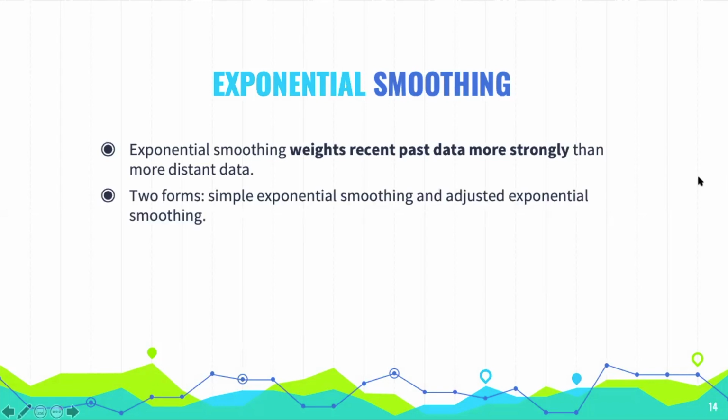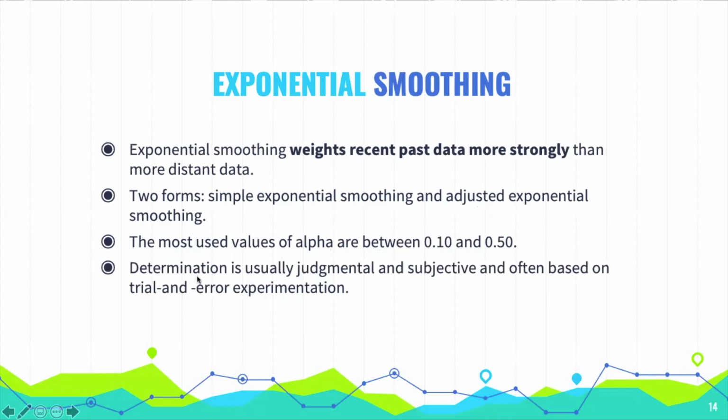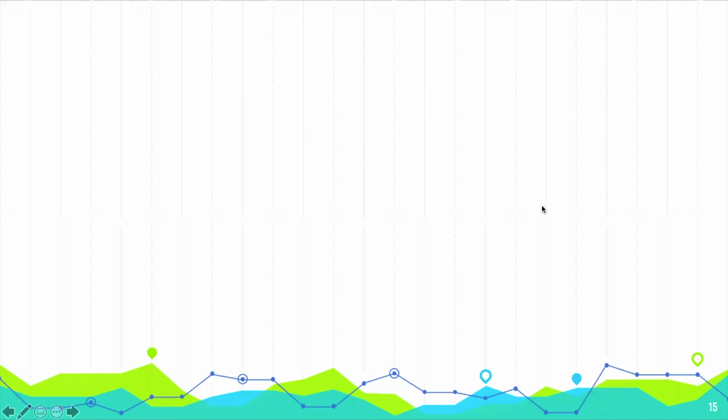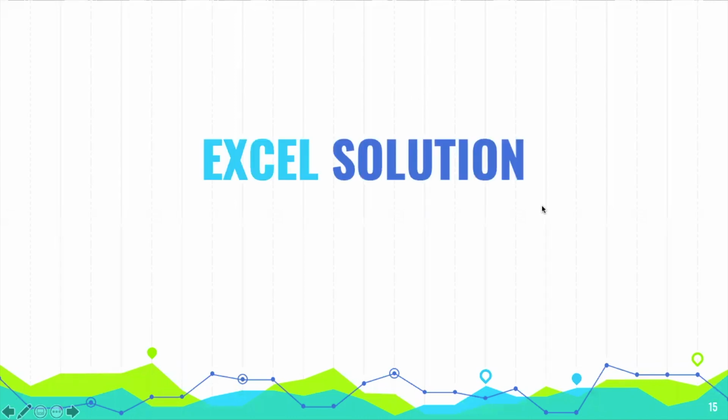There are two forms of exponential smoothing. Meron tayong simple and adjusted. But what we will focus today is only the simple exponential smoothing. And the most used values of alpha are between 0.10 and 0.50. Determination is usually judgmental and subjective and often based on trial and error experimentation. So I will teach you how to do exponential smoothing using MS Excel.